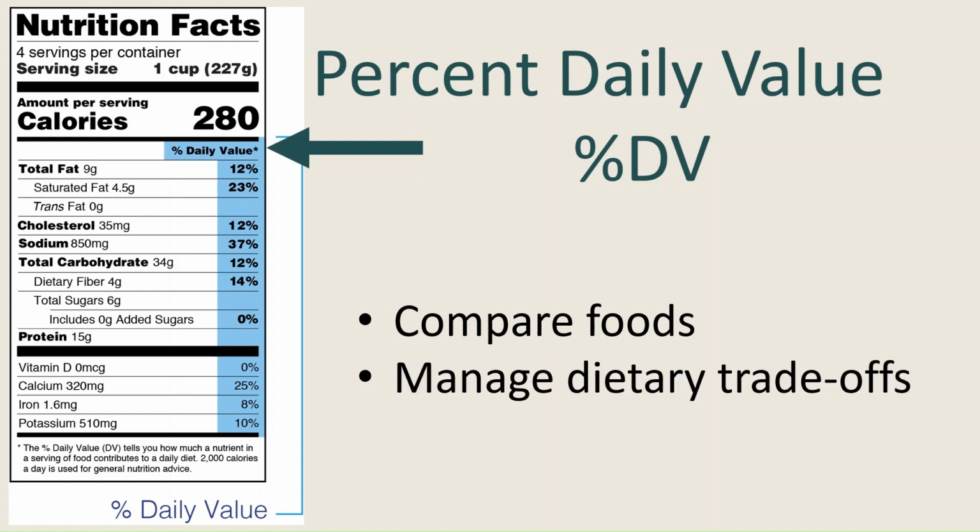You can also use percent daily value to manage dietary trade-offs. So when a food is high in a nutrient you want to get less of, or if it's low in a nutrient you want to get more of, you just balance that out with foods that are low or high in that nutrient at other times of the day.